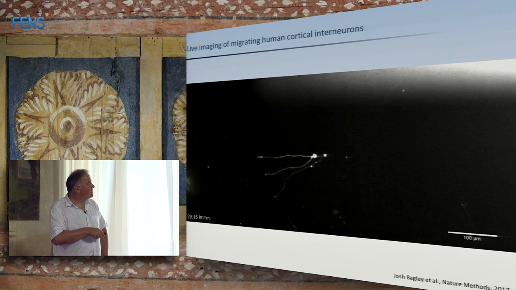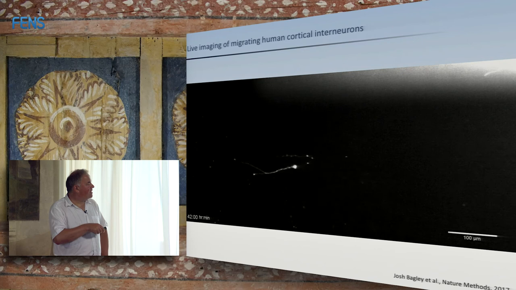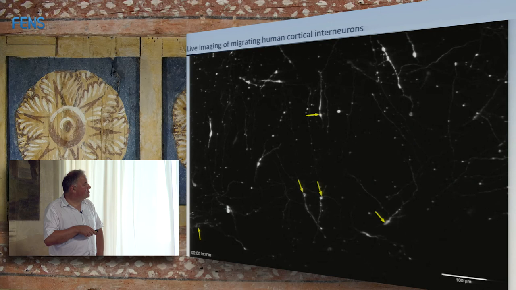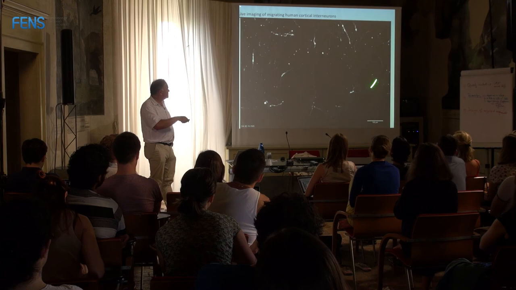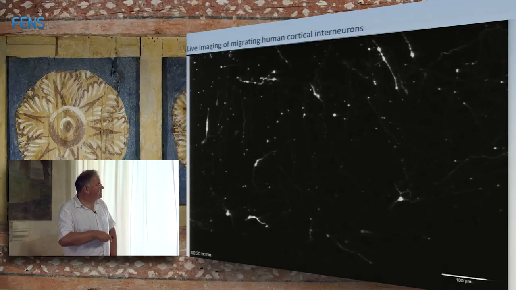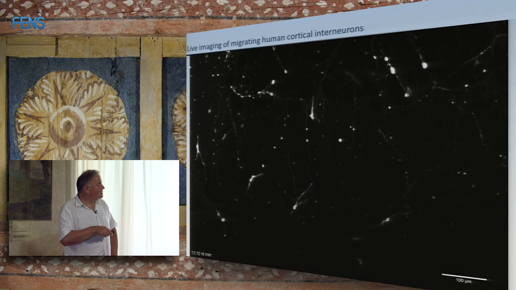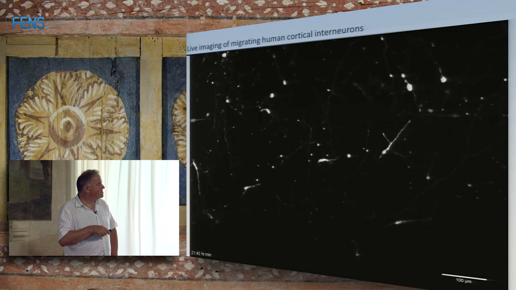Sometimes this can actually be a minor one, like in this case, and then the cell body will actually follow. This is a more realistic view. You can see multiple neurons. If you focus on this one, you will see that this goes all the way around the entire field of the movie. It will continuously send out axon-like projections and will then migrate through the entire field.